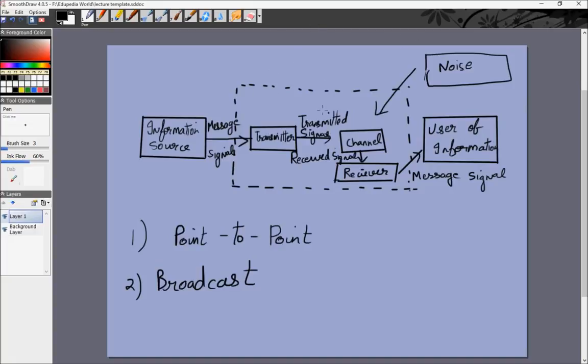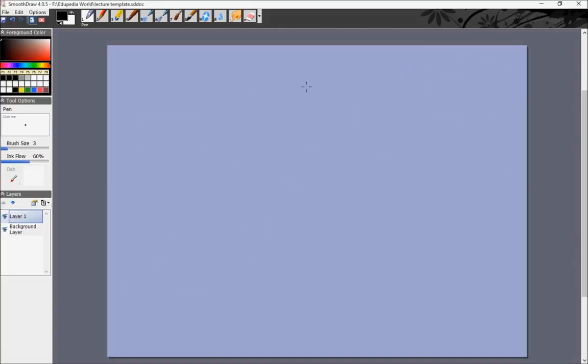Let's look at the different types of elements in detail. So the first important element is part of the transmitter but is generally studied differently. It is called the transducer. And basically any device that converts one form of energy to another is a transducer.